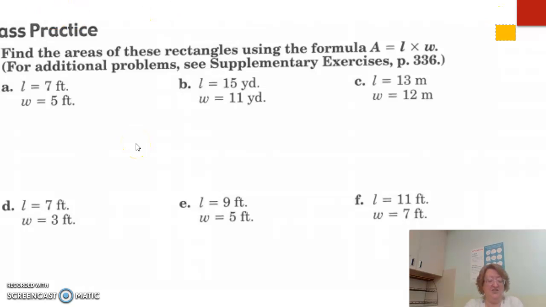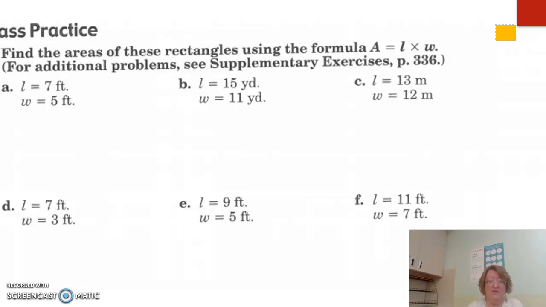All right, so now let's check the answers that you should have had. For letter A, we should have had 35 square feet. For letter B, 165 square yards. For letter C, 156 square inches. D would be 21 square feet.